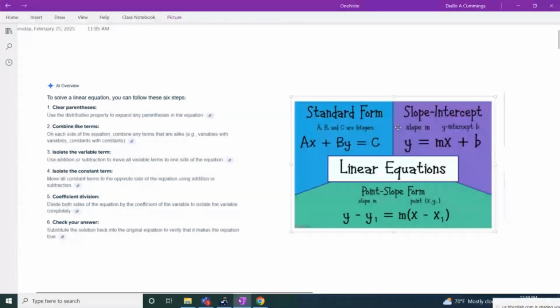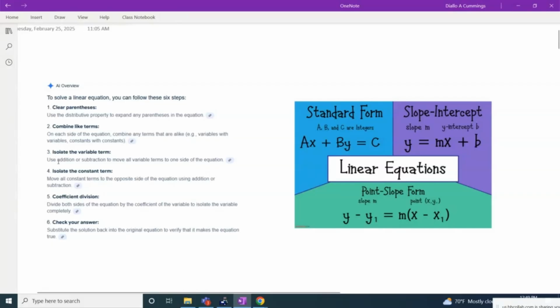Steps to solve a linear equation. Here are the 6 steps. I just did a Google search and I pulled up 6 steps, but I am going to add a first step. So it says 1, clear the parentheses.